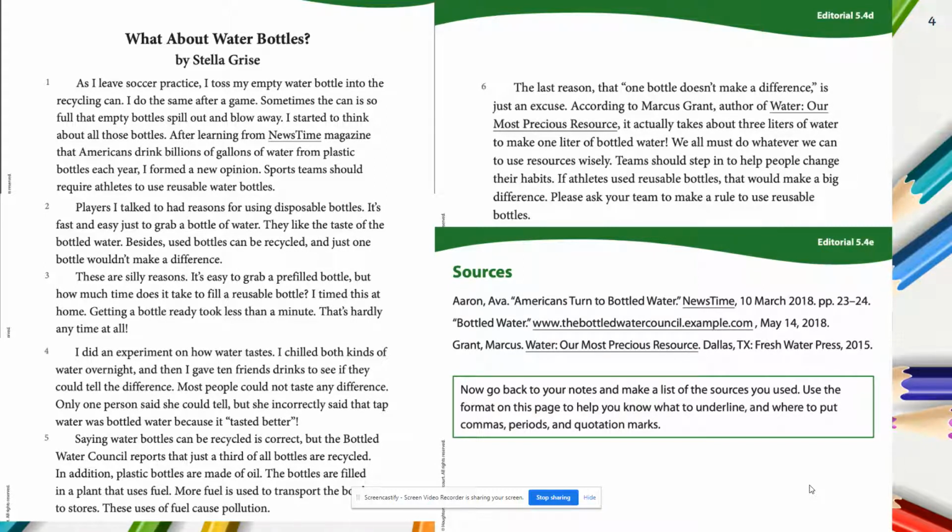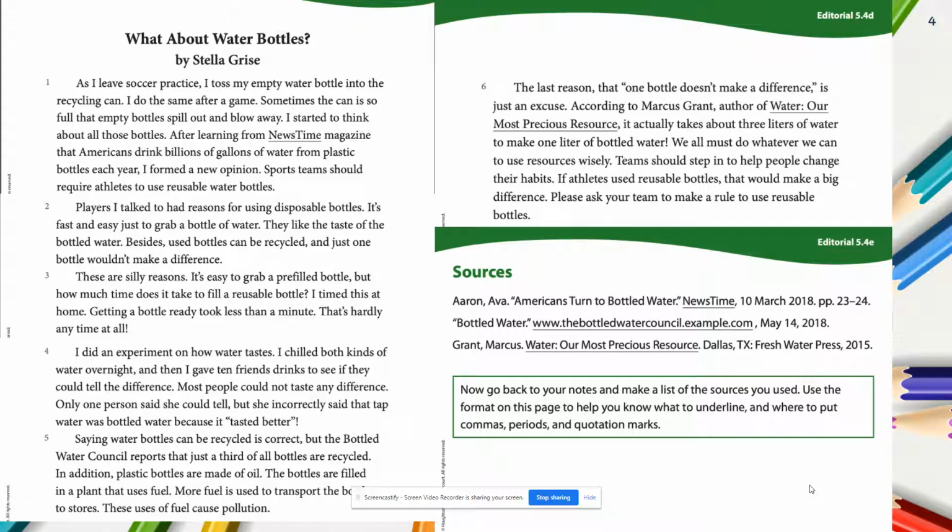What About Water Bottles by Stella Grice. As I leave soccer practice, I toss my empty water bottle into the recycling can. I do the same after a game. Sometimes the can is so full that the empty bottles spill out and blow away. I started to think about all those bottles. After learning from News Time magazine that Americans drink billions of gallons of water from plastic bottles each year, I formed a new opinion. Sports teams should require athletes to use reusable water bottles.